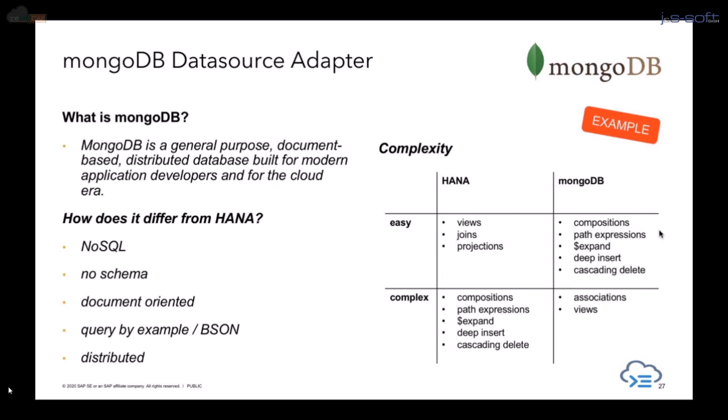expressing views or joins or subqueries or projections, are actually pretty difficult to achieve on MongoDB, whereas other things which are complicated to achieve on Mongo, like, for example, to implement an expand or to do a deep insert, or cascading delete, would be fairly easy, or to convert path expressions to joins. Such tasks are then again very easy to achieve on MongoDB.